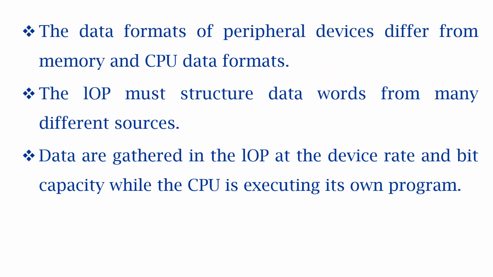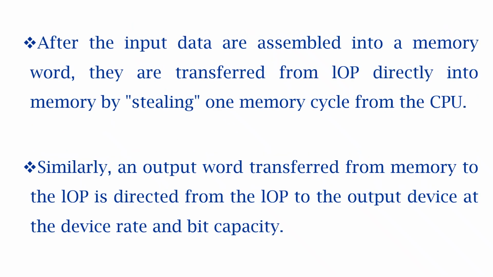And the data format of peripheral devices differs from the memory and CPU data format. So the IOP has the responsibility of structuring the data words from many different sources of peripheral units. Data are gathered in the IOP at the device rate and bit capacity while the CPU is executing its own program. After the input data are assembled into a memory word, they are transferred from the IOP directly into memory by stealing one memory cycle from the CPU.